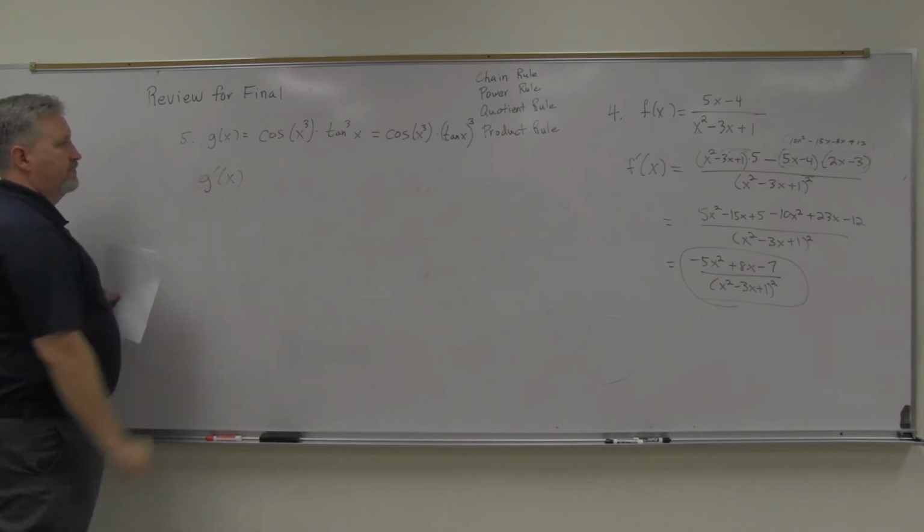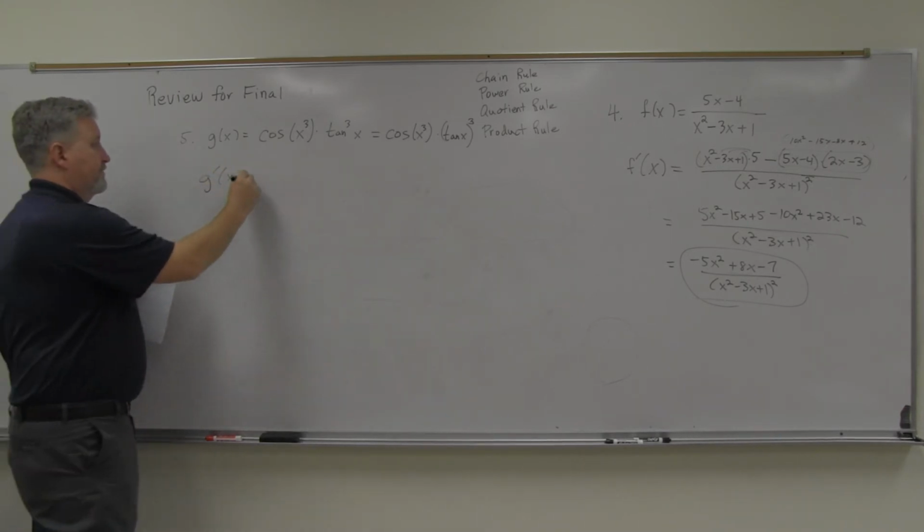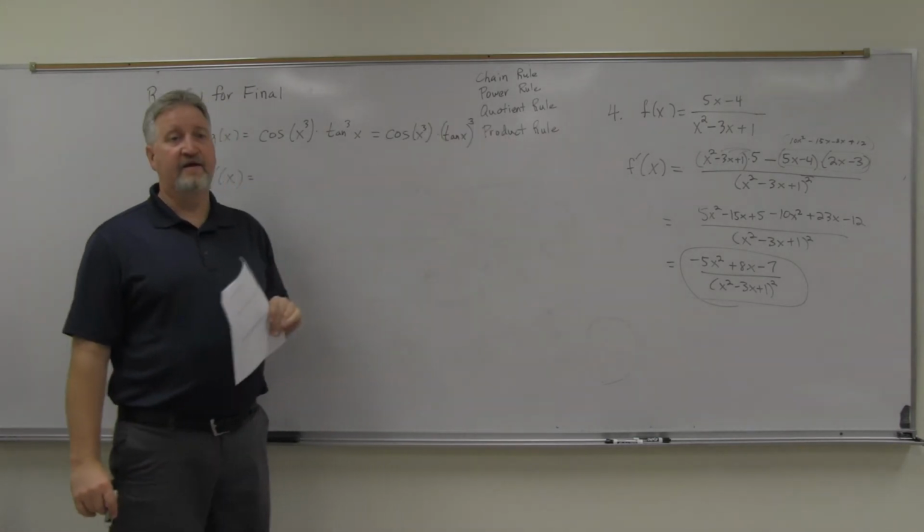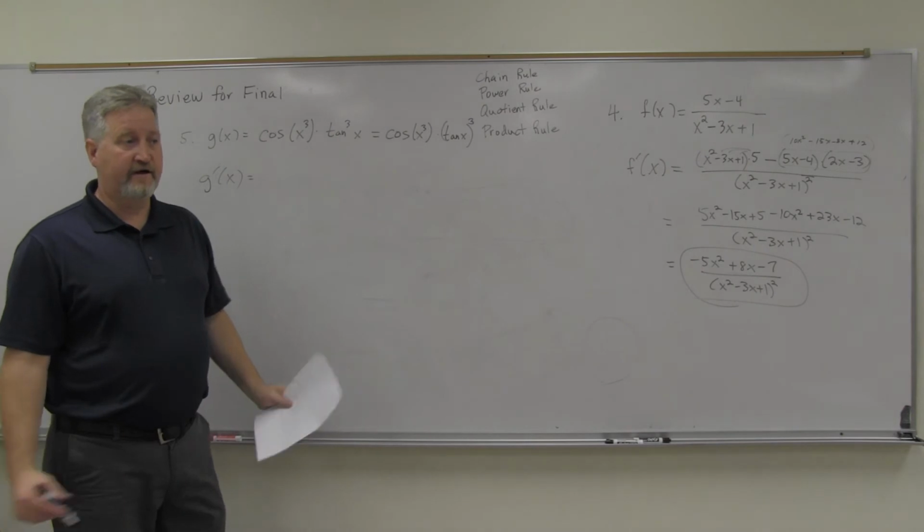All right, so find the derivative here. Well, first thing to note is we've got cosine of x cubed times that. So that's a product rule, first of all, right?